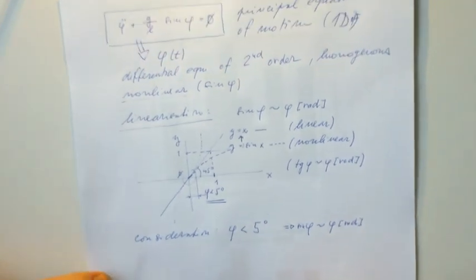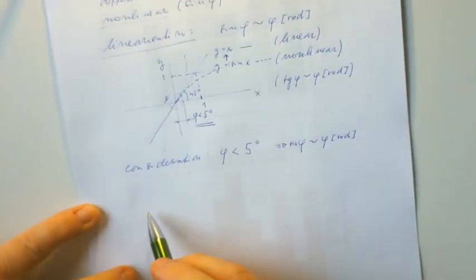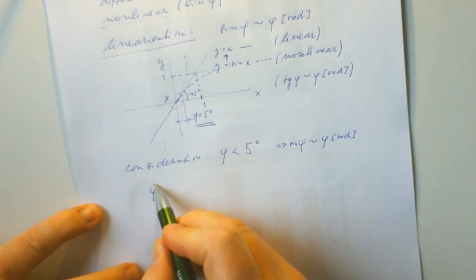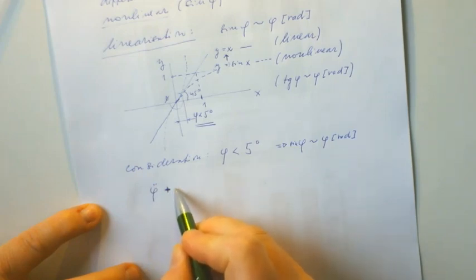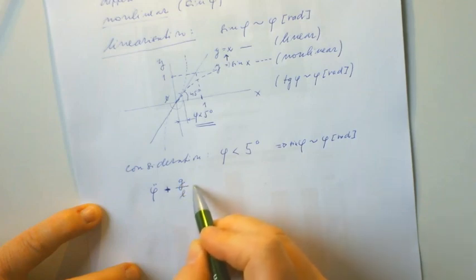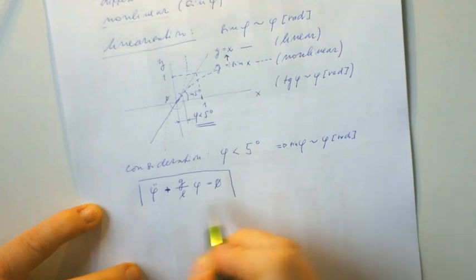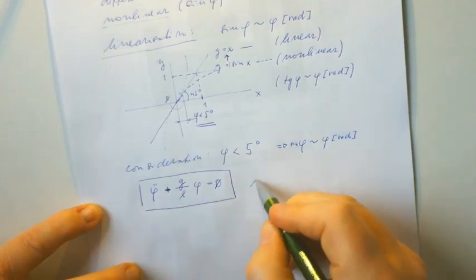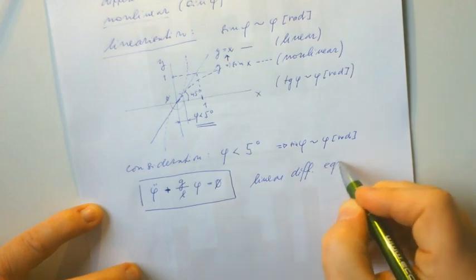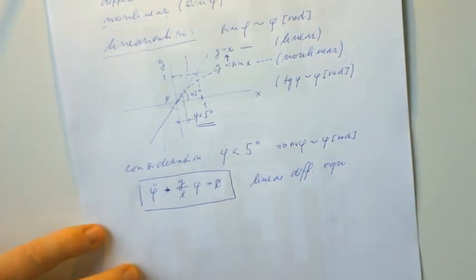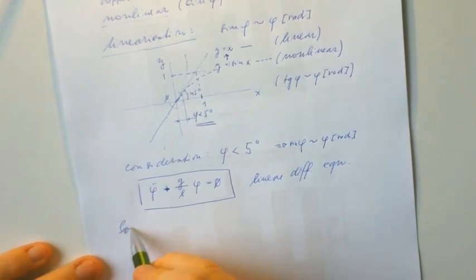So we can rewrite this equation into this form. Phi with two dots plus g over L phi is equal to 0, and this is a linear differential equation. We can solve it. So, solution.